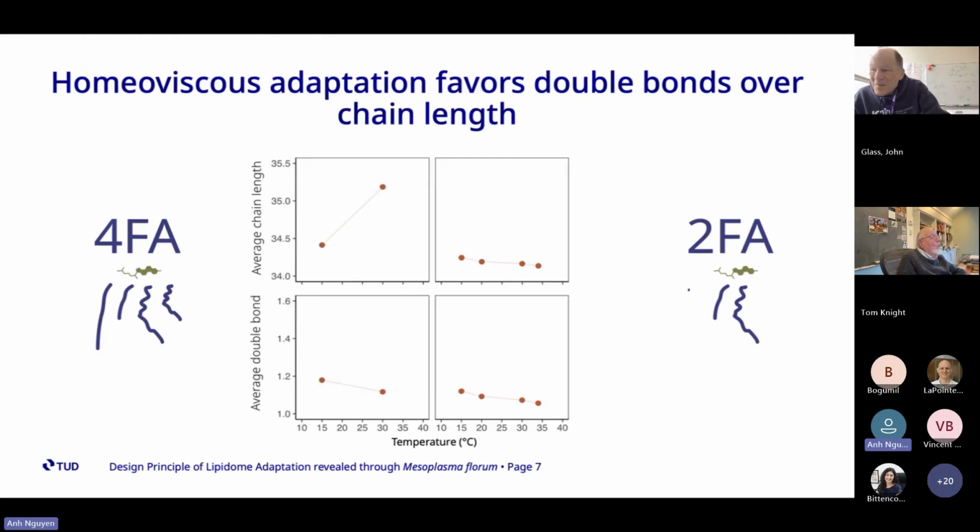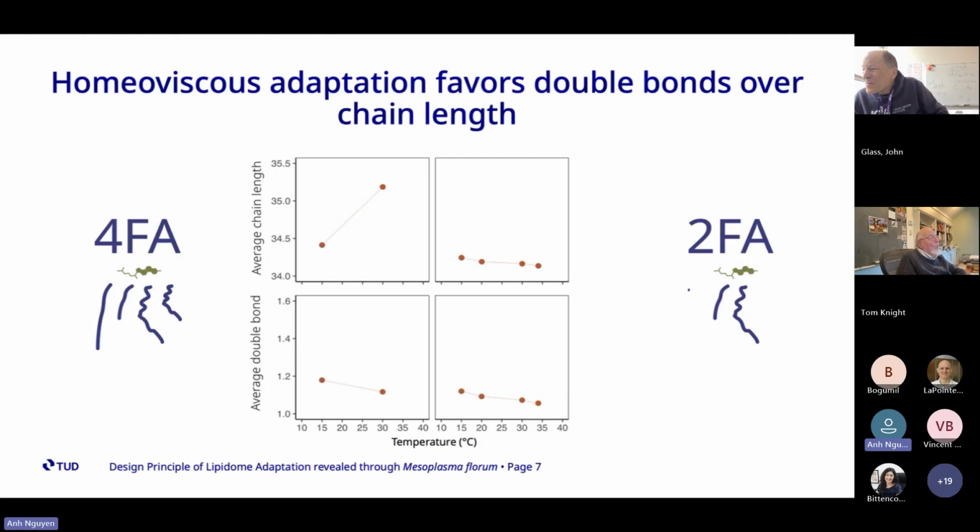However, if we look at how they actually arrange the acyl chains, we see something pretty interesting. If you feed them 4 fatty acids, you can see a pretty canonical remodeling: at higher temperature, they choose to make phospholipids with longer chain length and fewer double bonds. But in the case of a restricted diet with only 2 fatty acids, the double bond is already coupled with the chain length, so they are forced to choose.